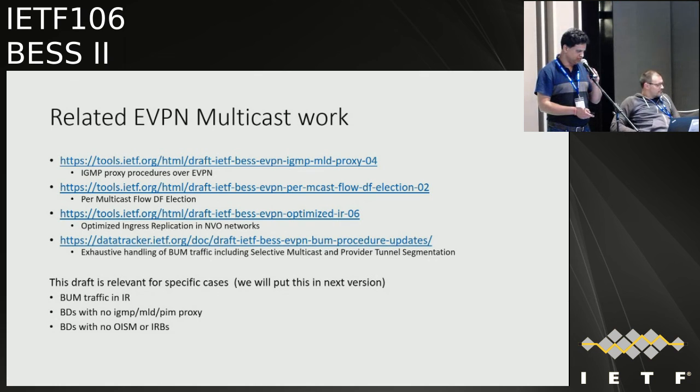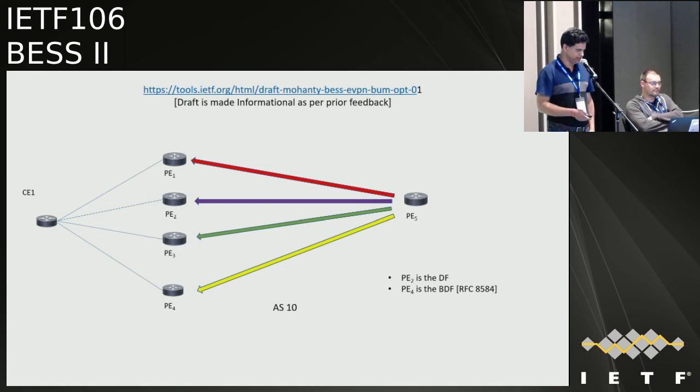The last two are the optimized ingress replication in NVO networks, and the bump procedure update drafts. This draft is relevant for the remaining cases, like the bump traffic using ingress replication, bridge domains with no IGMP, MLD, PIM proxy, and BDs with no OISM or IRBs. Most of it is taken from the feedback that was discussed after London IETF. One of the other things we were told is to make it informational, because it does not need to be a standard. So we made it an informational draft.